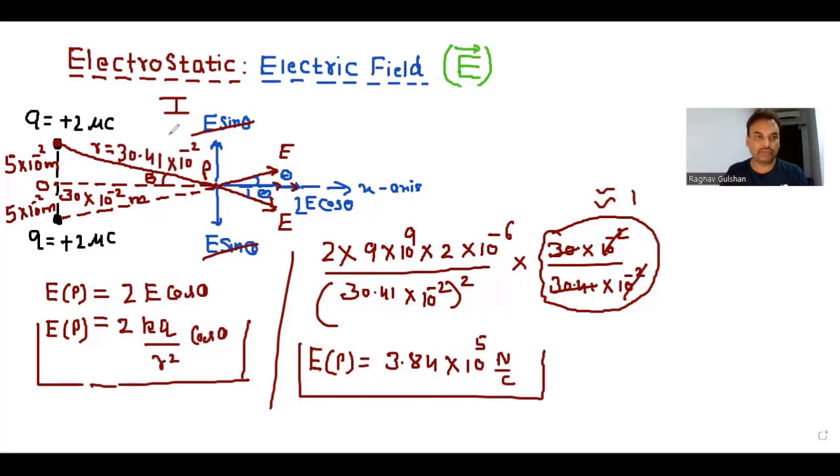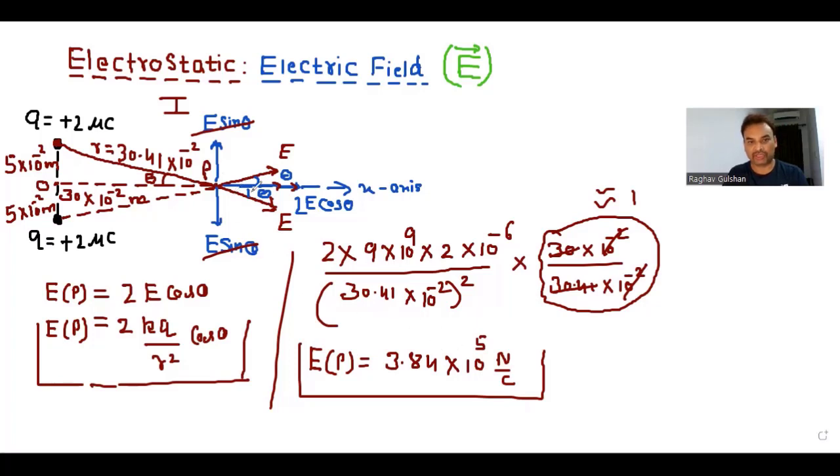So here I took the two charges, like charges having the same magnitude, plus 2 microcoulomb and plus 2 microcoulomb. And from the central point, the distance of the upper charge was 5 multiplied 10 to the power minus 2 meter. Likewise, the distance of the lower charge was also 5 into 10 to the power minus 2 meter. And the point P was at a distance 30 into 10 to the power minus 2 meter from the central point. So we were interested in the electric field at point P. So the electric field at point P comes out to be equal to this.